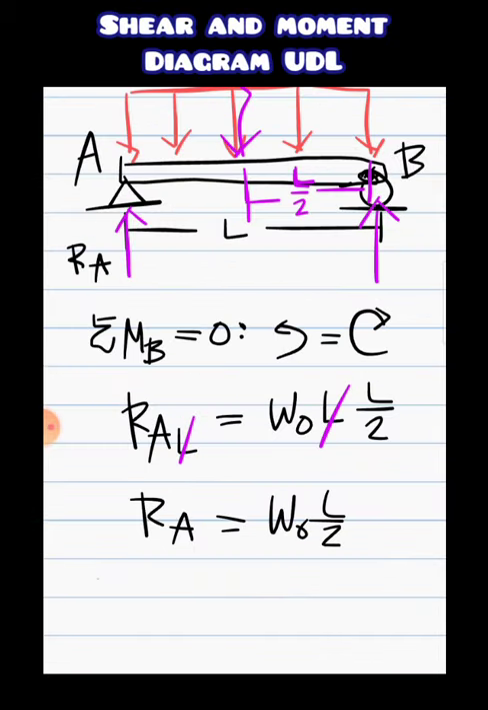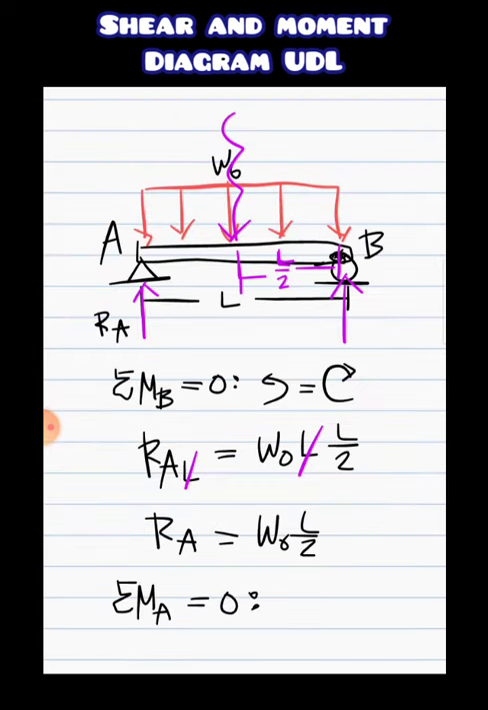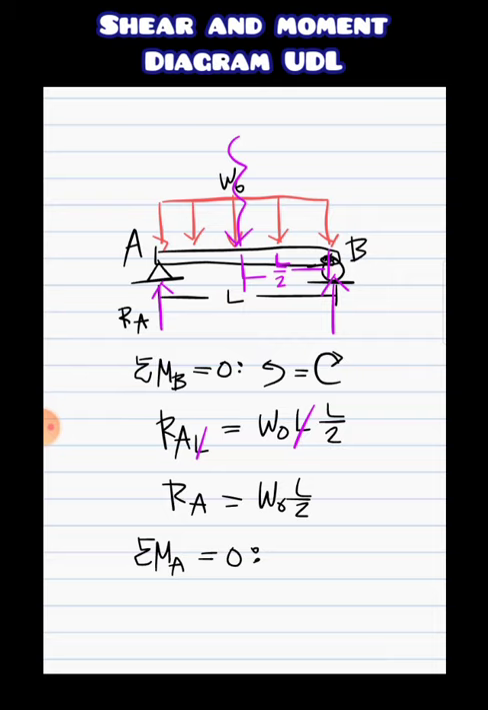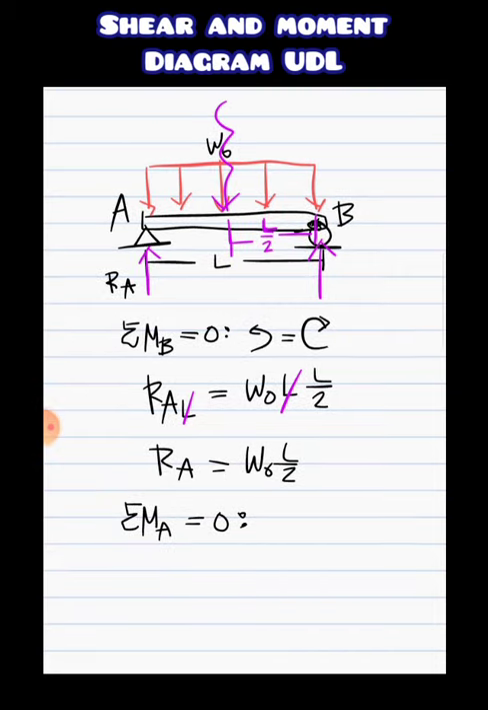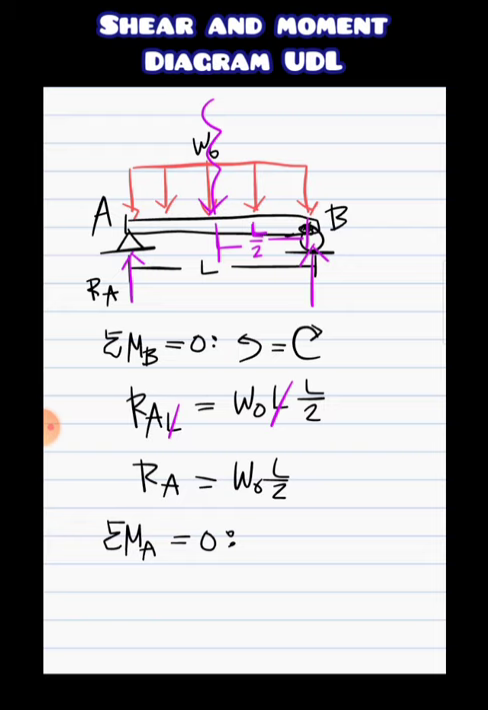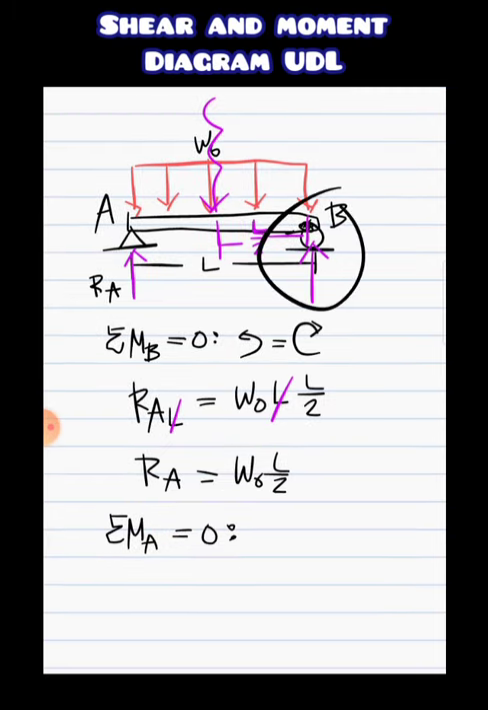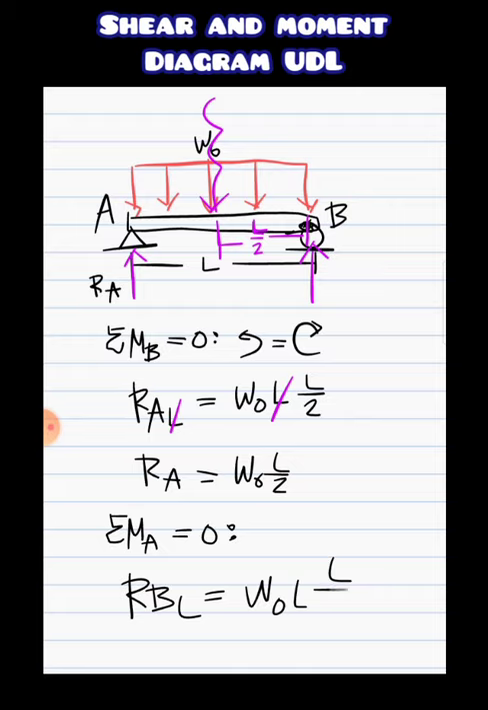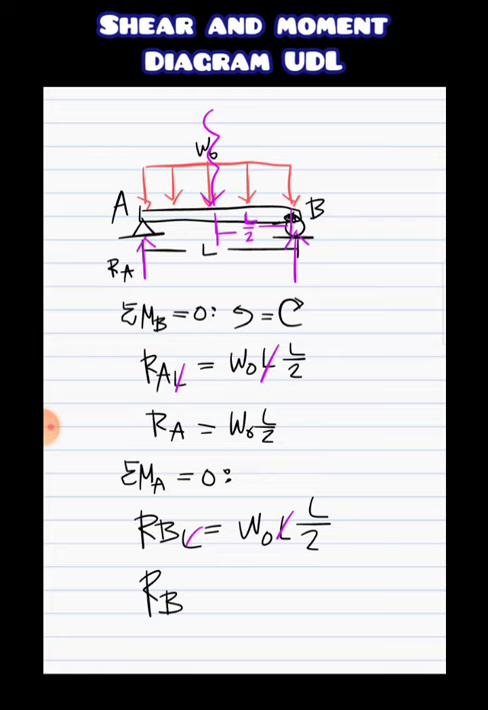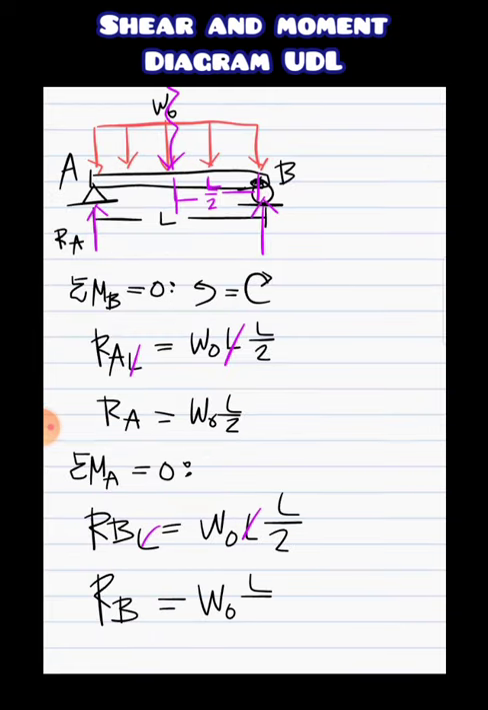Alright? If you want to know the reaction at point B, you can either sum moment at point A equal to 0 or sum forces vertical equal to 0. But let's just use moment at A and let the sum of forces vertical be our checking, right? So we do this, we're going to have RB times L, which is equal to the clockwise moment WL times L over 2. Again, this cancels out, leaving us RB equal to WL over 2.